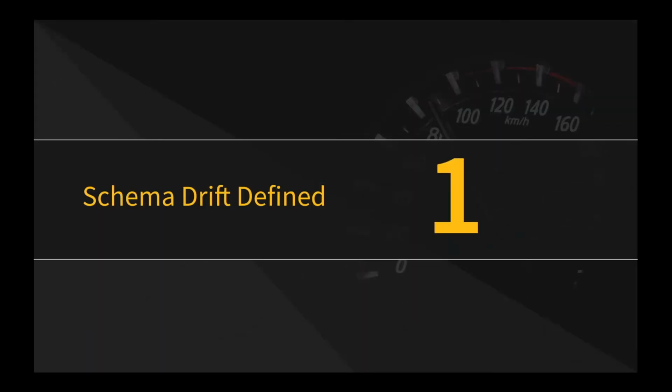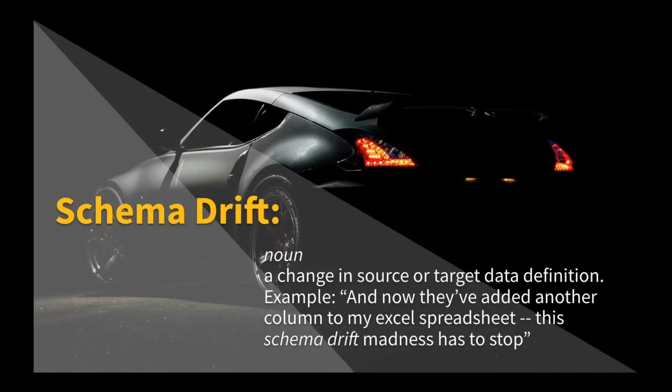So we've talked about schema drift quite a lot already, so let's define it for those of you who may have not heard this term before. Schema drift is defined as a change in the source or target data definition in your workflow. For example, you might say, "And now they've gone and added yet another column to my Excel worksheet, so my workflow is broken. This schema drift madness has got to stop." If this sounds like something that's happened to you before, then you're definitely in the right webinar.